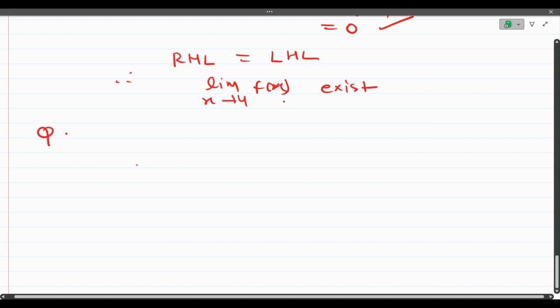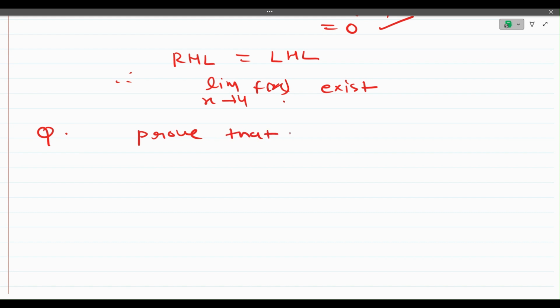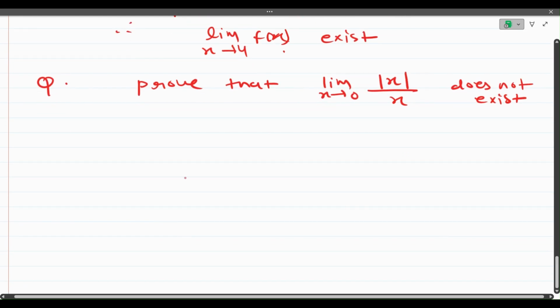Next question. Here we have to prove that the limit as x tends to 0 of modulus x over x does not exist. And you know that if it does not exist, it means its left hand limit and the right hand limit are not equal. Let's evaluate its left hand limit.